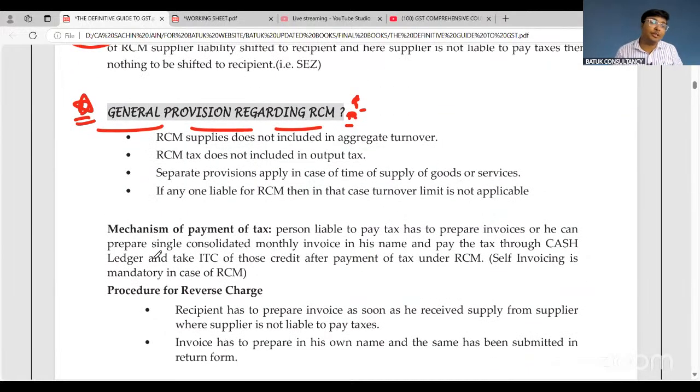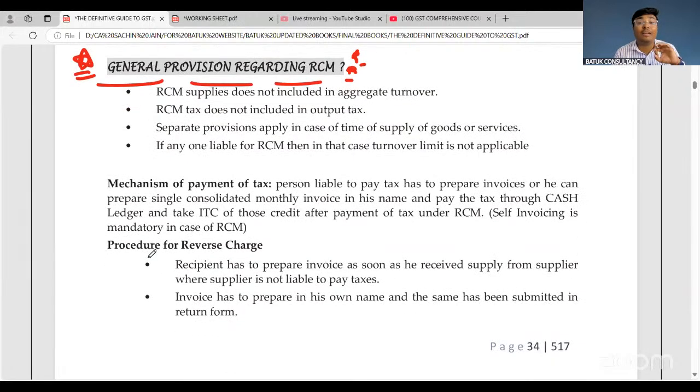So, general provisions related to reverse charge mechanism. RCM supply is not included in the aggregate turnover. Whenever you calculate the turnover, the tax which you are supposed to pay under reverse charge mechanism is not included in your supply. RCM tax is also not included in the output tax. When you are not considering the RCM related liability in aggregate turnover, then you are not supposed to consider the output tax as well.